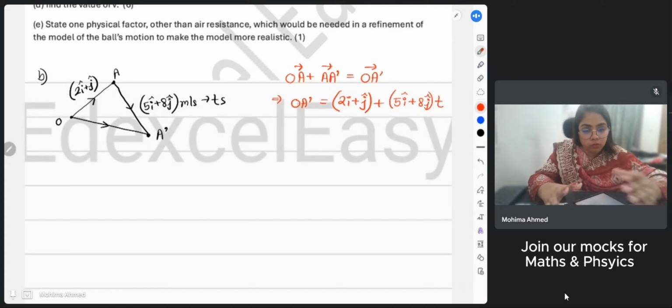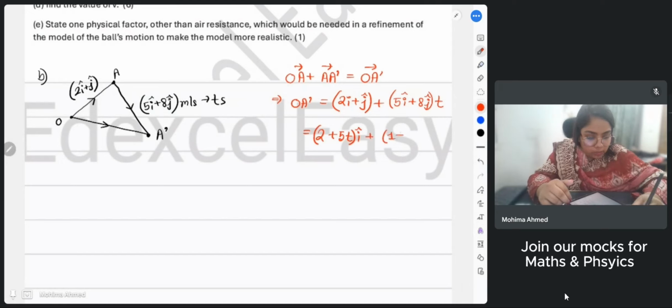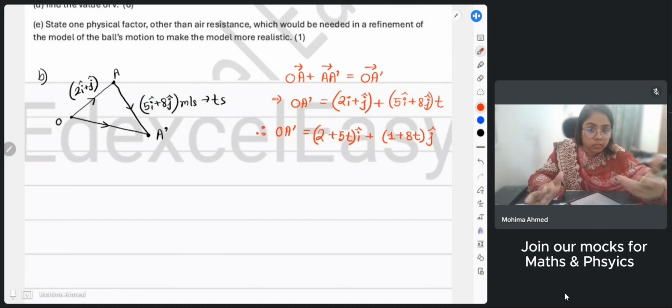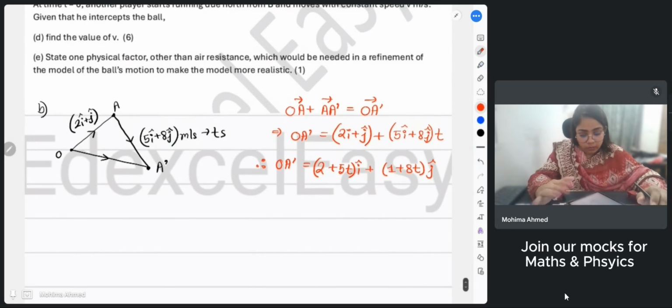I would always suggest simplifying it further, so I'm going to write i together and j together. So 2 plus 5t, these are the i coefficients, and then we have 1 plus 8t, these are the j coefficients. So this is an expression of the new position vector for the particle A, the ball that was originally at point A. This was all the work for part B, and it is done.